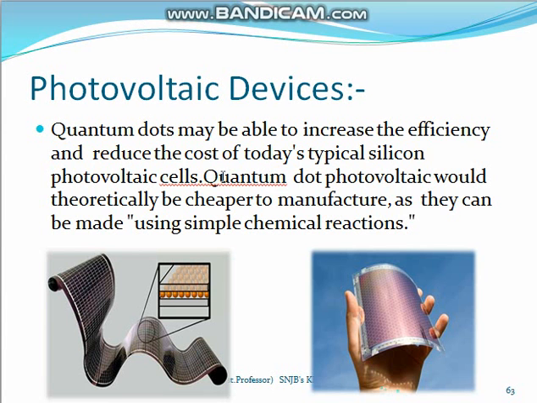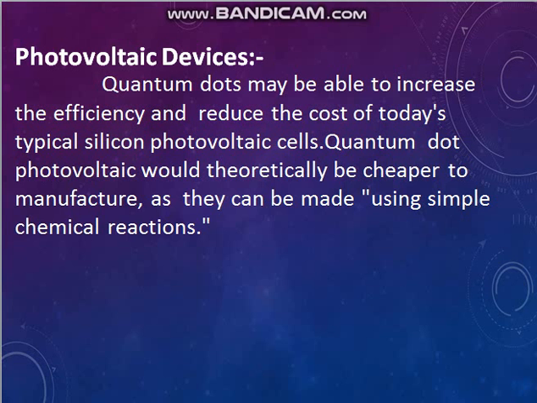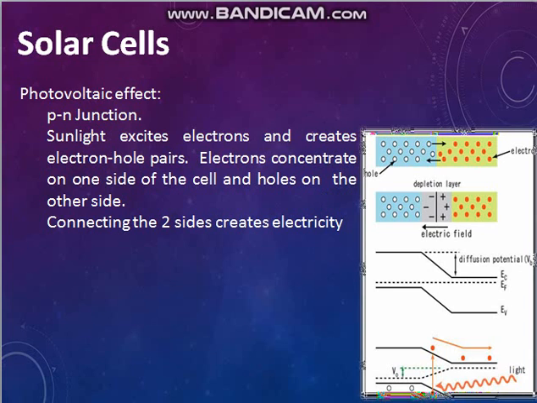Then in photovoltaic devices, quantum dots may be able to increase the efficiency and reduce the cost of today's typical silicon photovoltaic cell. That's why quantum dot photovoltaic cells would be used in various fields, and using simple chemical reactions they can be made. That's why in photovoltaic devices quantum dots are used. Then quantum dots can also be used in the solar cell.